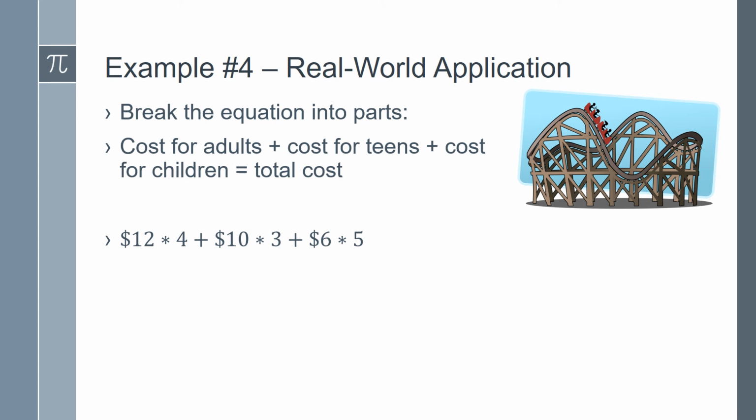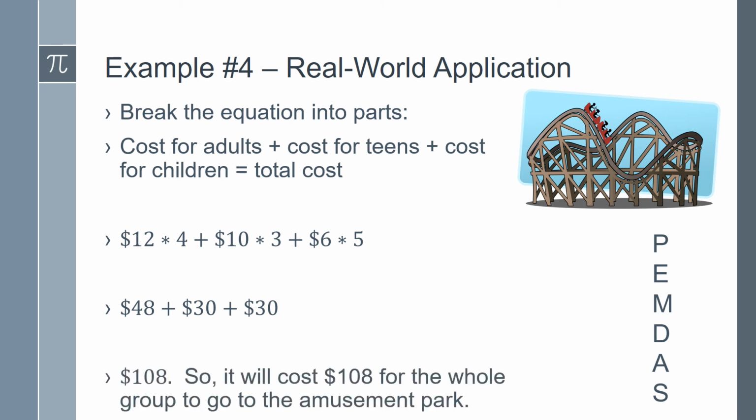Write PEMDAS on the side of the page. Notice that there are no parentheses and no exponents, so we can move straight to multiplication and division. 12 times 4 is 48, then 10 times 3 is 30, and then 6 times 5 is also 30. So now our expression looks like this. $48 plus $30 plus $30. Now we can move on to addition and subtraction, moving from left to right. $48 plus $30 plus $30 is $108. So it will cost $108 for the whole group to go to the amusement park.